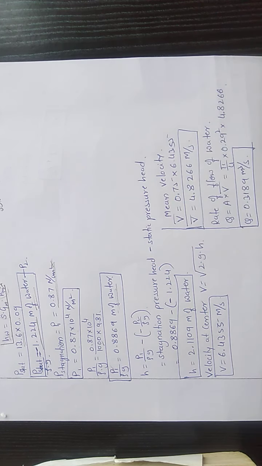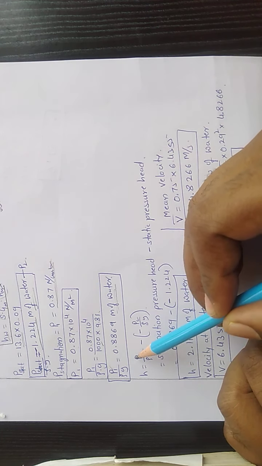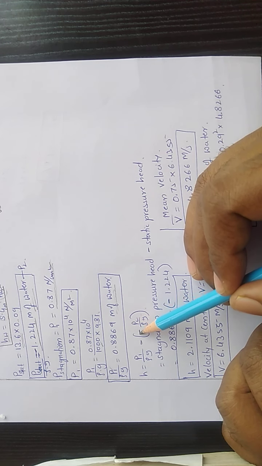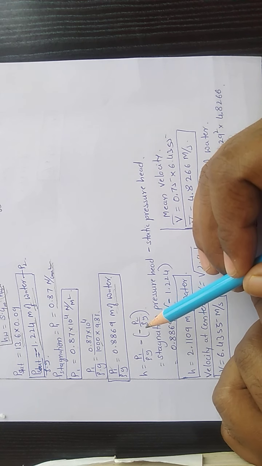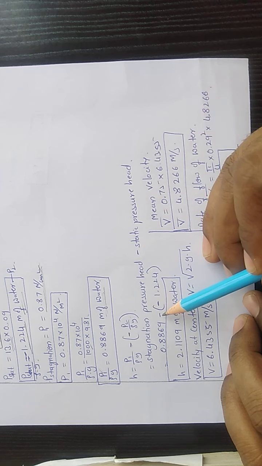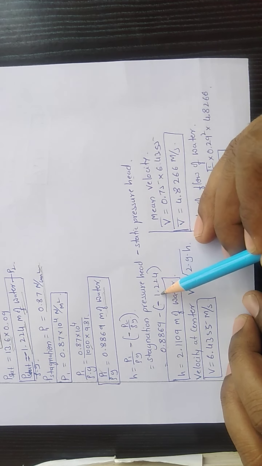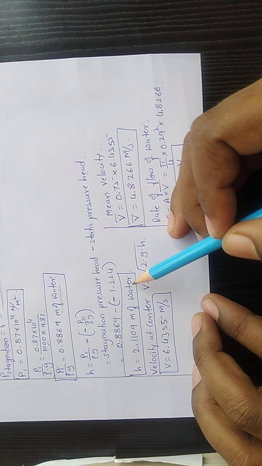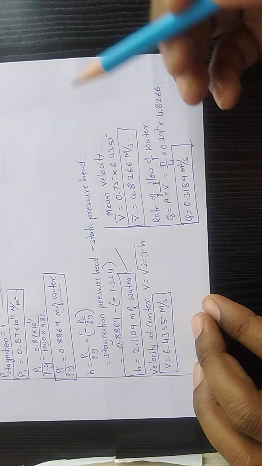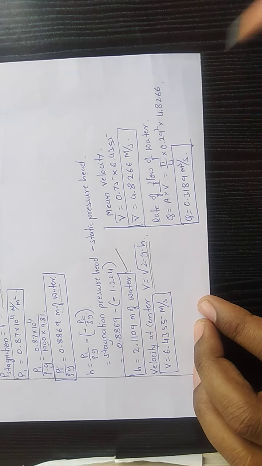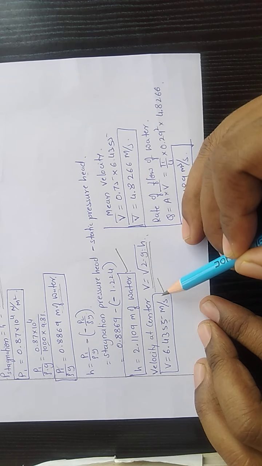Now we have converted both static and stagnation pressure in terms of pressure head. So H is equal to P1 by rho g minus the static head. Why minus here? Because the reading is vacuum. So 0.889, the stagnation pressure head, minus the static pressure head, 1.224, so our head is 2.1109 meter of water. Once you get this, the rest is easy. We know the formula, V is equal to square root of 2gh. Substitute here and we will get the velocity.